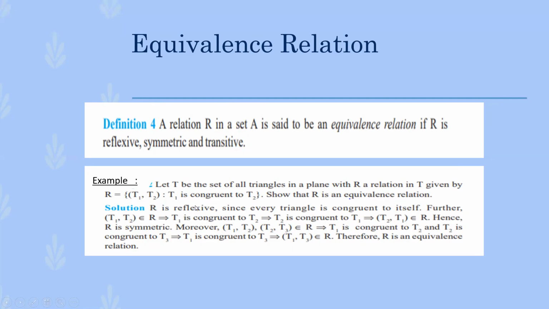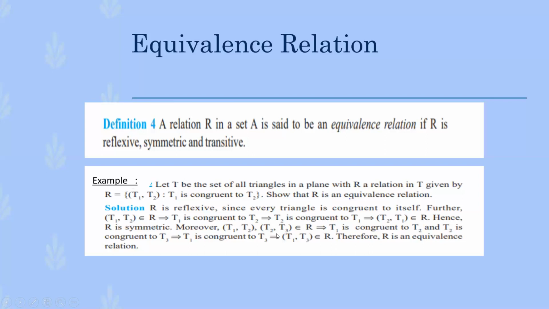R for reflexive. R is reflexive since every triangle is congruent to itself. As I told you already, with itself means whether a triangle is congruent to itself. Yes, a triangle is always congruent to itself. So the condition of reflexive is true. Now let's see symmetric. If (T1, T2) belongs to R, means T1 is congruent to T2, obviously T2 will be congruent to T1. So (T2, T1) also belongs to R. Hence, the second condition holds. R is symmetric.